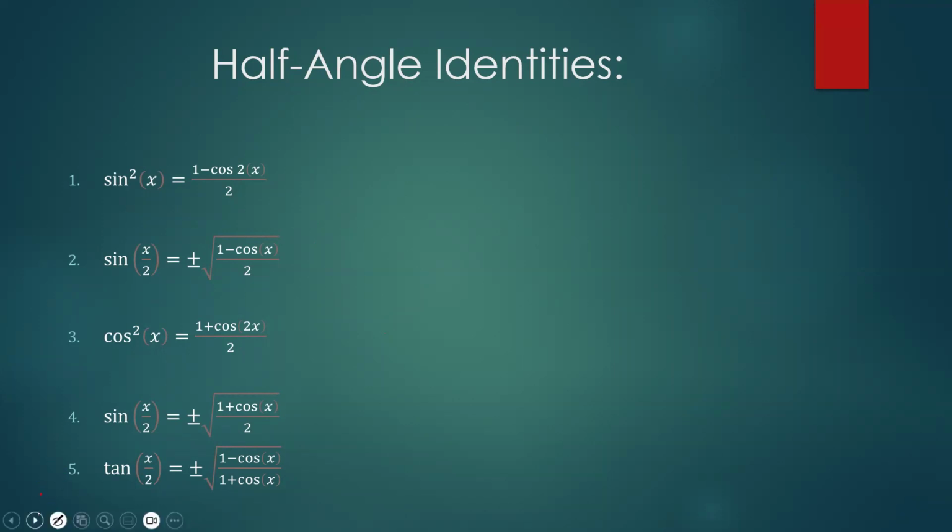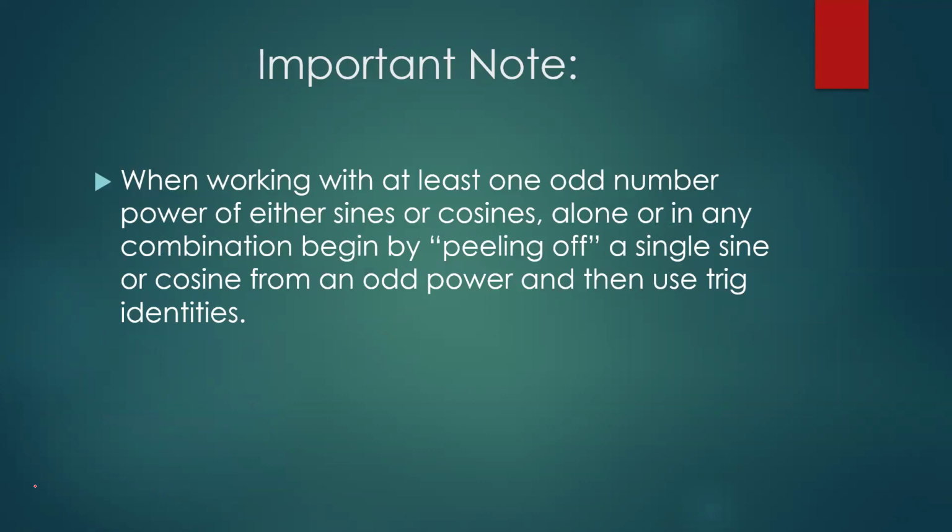So when you're doing integration of trig powers, just remember, this is a very important note. When working with at least one odd power of either sine or cosine alone, or any combination, what this means is if your sine or cosine has an odd power, you want to factor out, or peel off, a single sine or a single cosine from the odd power, and then use your trig identities. Let me show you an example.